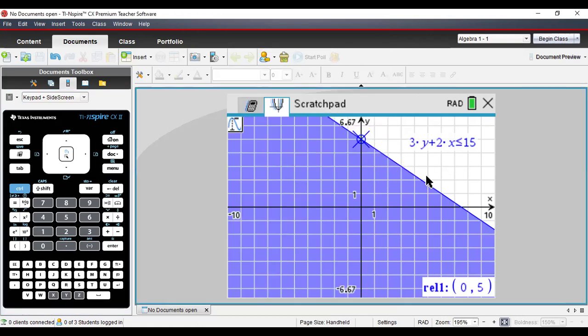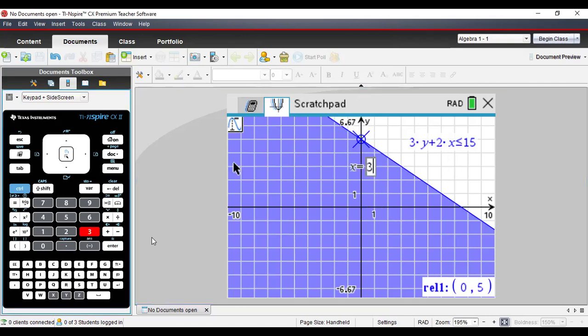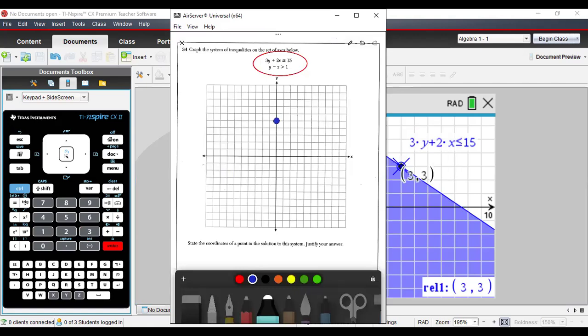So let's see, here it looks like 1, 2, 3. So let's type in 3 and see what we get. It says 3, 3, so we can plot that. 1, 2, 3 over, 1, 2, 3 up. There's our second point. You really only need 2, but I am going to get another.